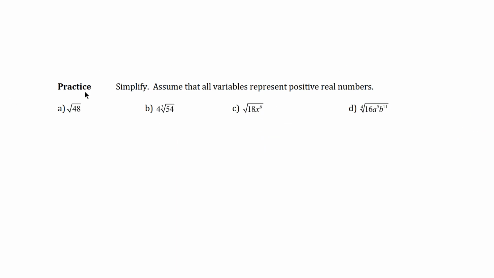Next, we have a practice problem. Simplify. Assume that all variables represent positive real numbers. For part A, we have the square root of 48. For part B, we have 4 times the cube root of 54. For part C, we have the square root of 18x to the 6th power. For part D, we have the fourth root of 16, a to the 5th power, b to the 11th power. Alright, so go ahead and pause the video, try out this problem, and check back with the video to see the solutions.